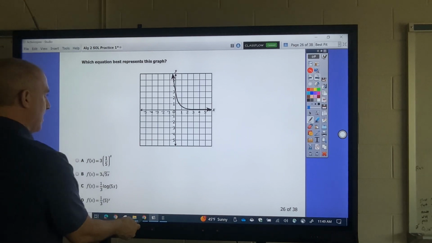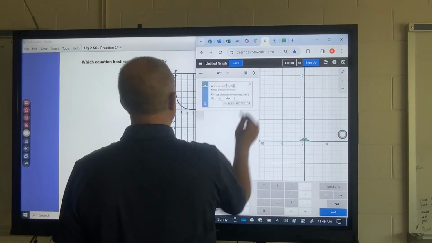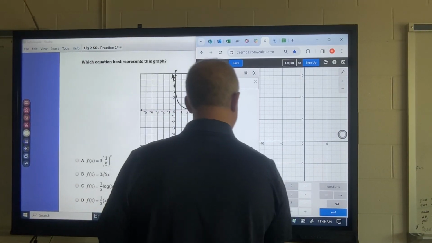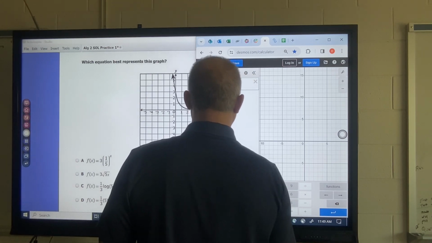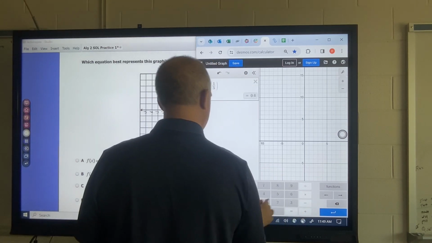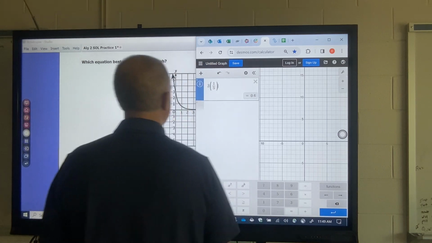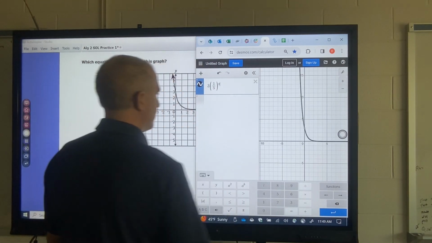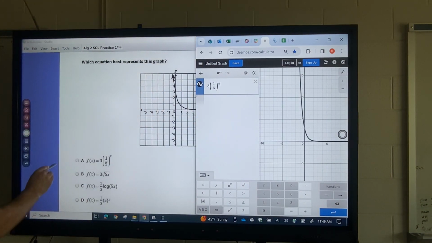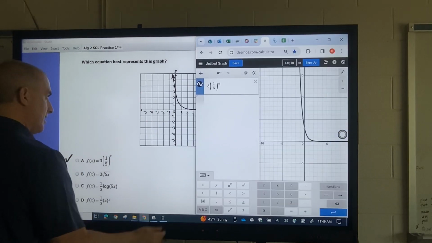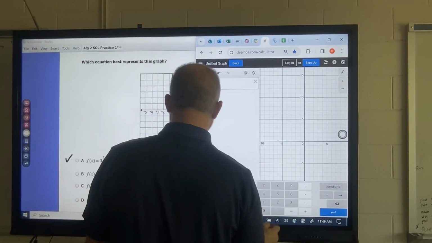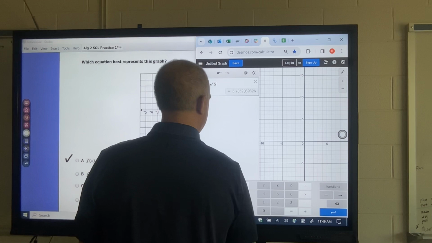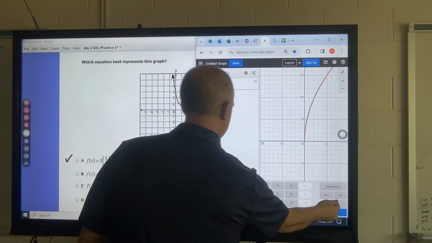Once again, anytime they have these equations, I would just type these in. 3 times 1 divided by 5, you click over, exponent x. That's a pretty good one. We like that one. Well, let's see what the other ones look like. That's a pretty good one though. 3 square root of 5x. Yeah, that doesn't look right.